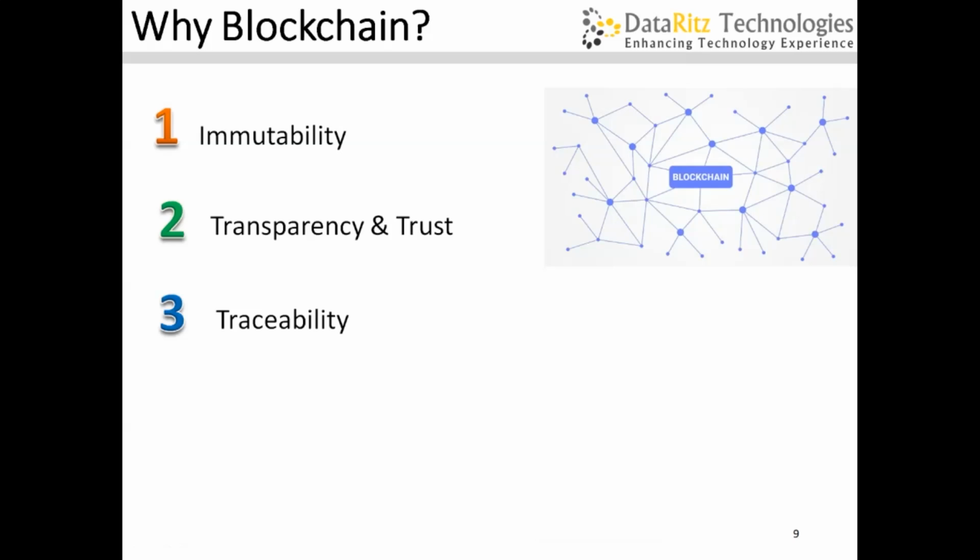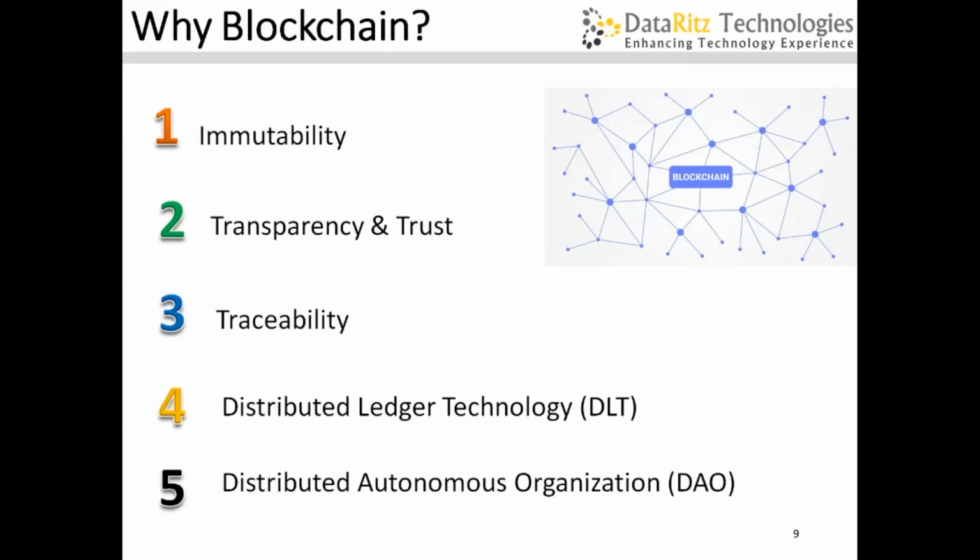Then we have traceability, then comes distributed ledger technology, and the distributed autonomous organization. This is the new model that came up in blockchain. Today, if you talk about an organization, this is some company. We go to registration, we register as a company, private limited firm or public limited firm. But today we can start an organization just in seconds without the need of any government. That's called a distributed autonomous organization. This is one of the features in blockchain.